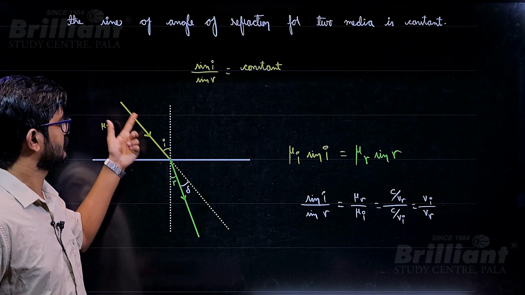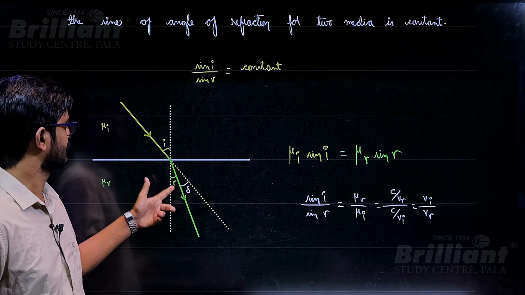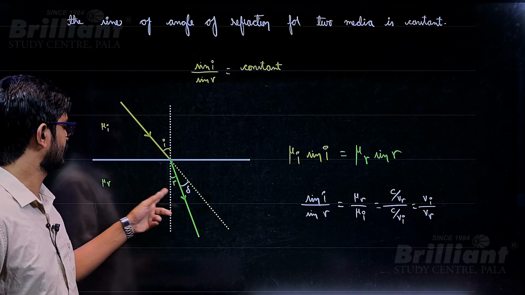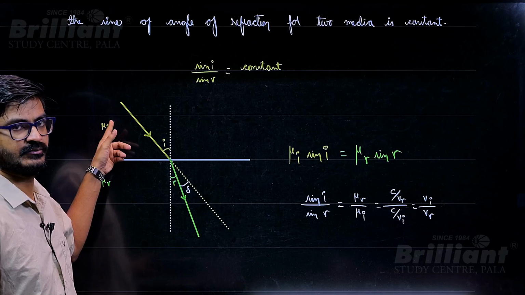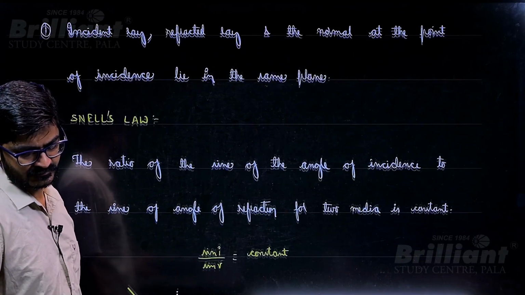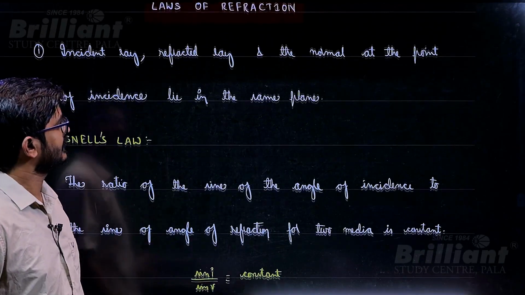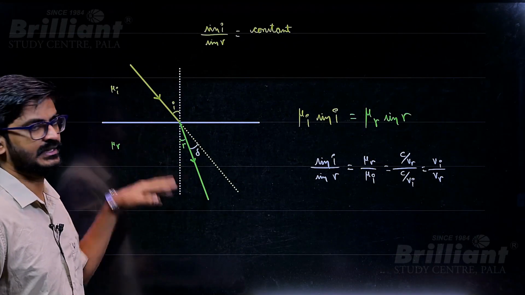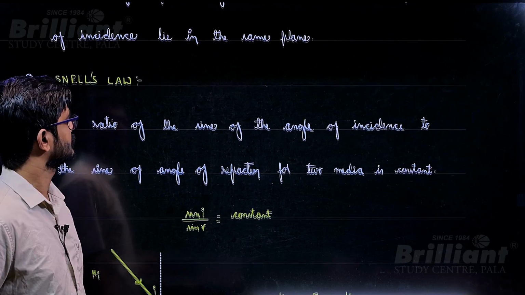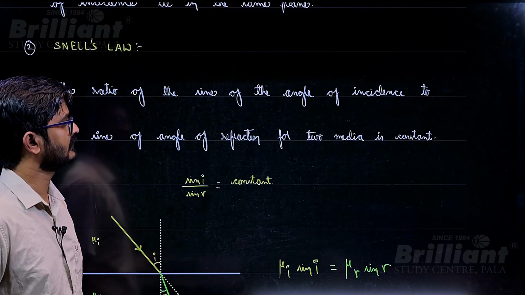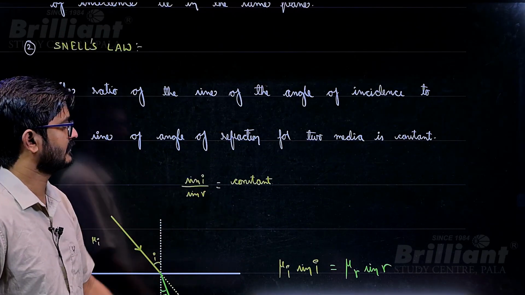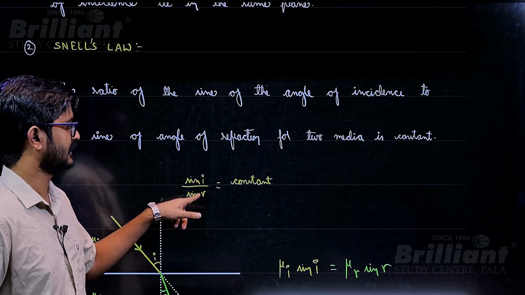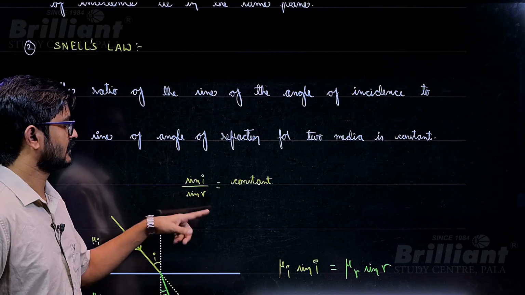So we have the angle of incidence and the angle of refraction. This is the refractive index of the incident ray medium and this is the refractive index of the refracted ray medium, which I am denoting by mu i and mu r. The incident ray, refracted ray and the normal are in the same plane. Now Snell's law says the ratio of the sine of the angle of incidence to the sine of the angle of refraction for two media is constant. So sin i by sin r is constant, he said.